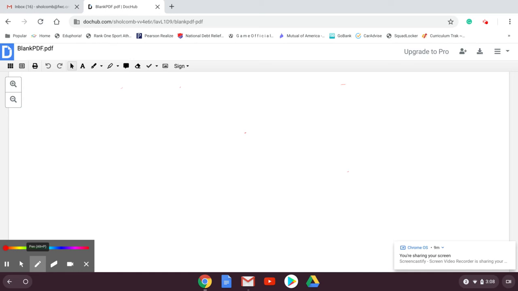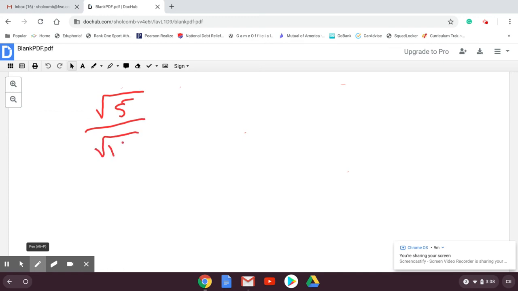Let's try the square root of 5 over the square root of 18m. Now, again, there's a lot of different ways to go about these problems. One way is to simplify at the beginning. I can't do anything with the square root of 5. But on the bottom, doesn't 18 have a 9 in it? That's really the square root of 9 times 2m.